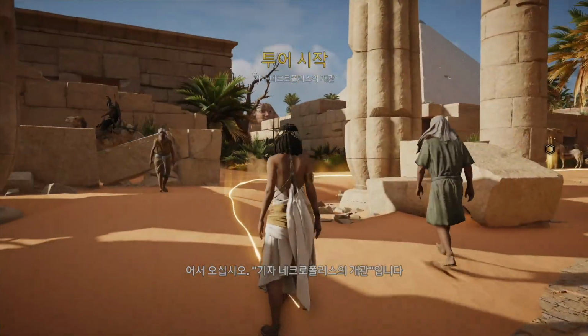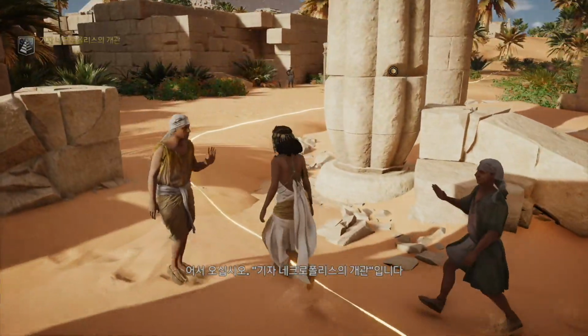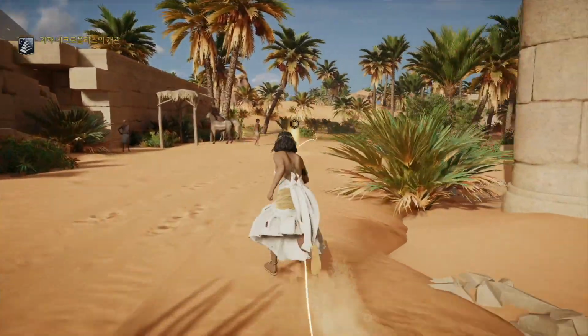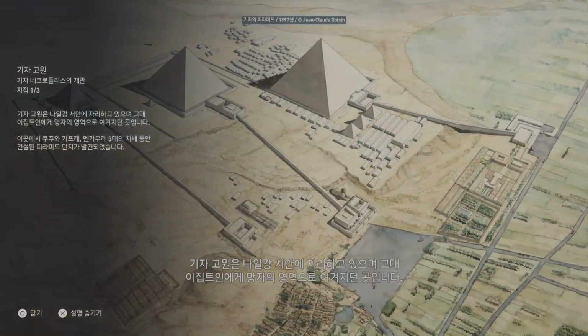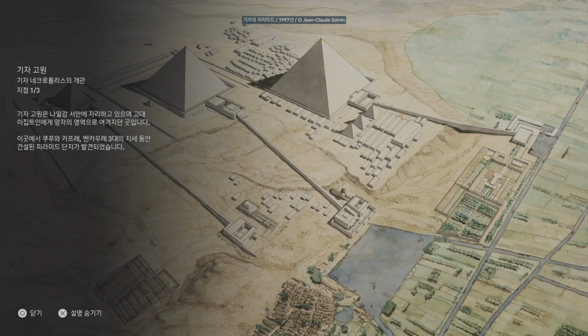Welcome to an overview of the Giza Necropolis. The Giza Plateau is located on the west bank of the Nile and was considered by ancient Egyptians as the domain of the dead. The pyramidal complexes found there were built over the span of three generations, during the reign of Khufu, Khafre, and Menkaure.